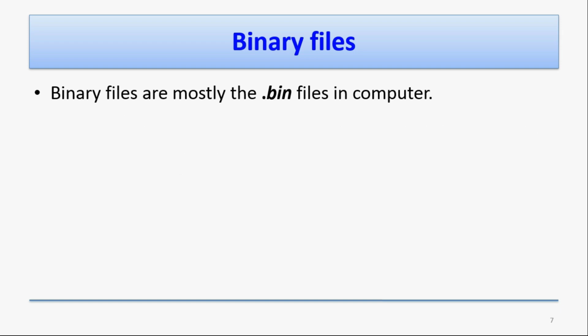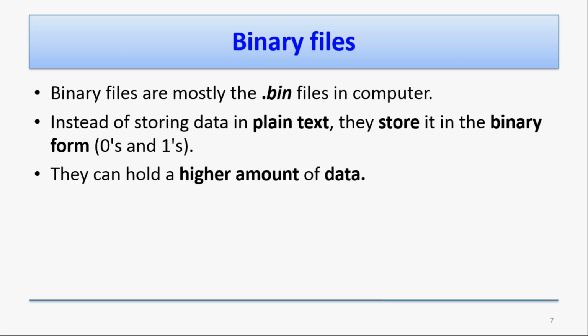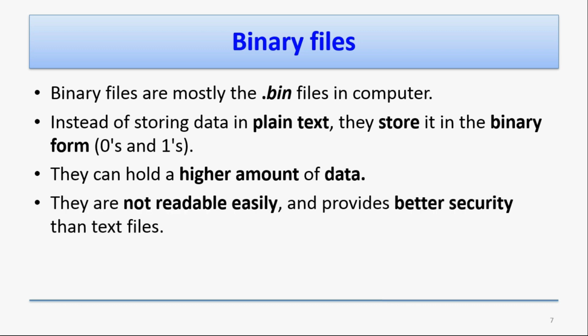Next one is binary files. Binary files are mostly .bin files in a computer. Instead of storing as plain text, they are stored in binary form, that means zeros and ones. So they can hold a large amount of data. Since data are stored in a binary format, they can hold a large amount of data. They are not easily readable, so we can't read them easily. Because the content is stored in a binary format, they provide better security than the text file.